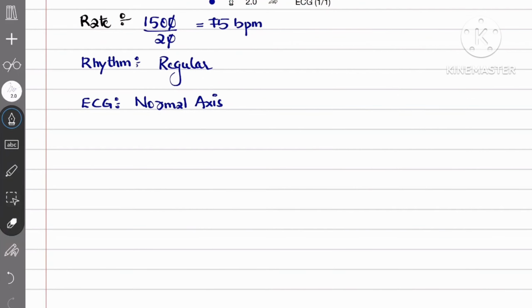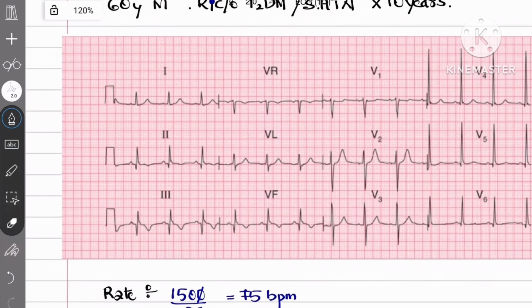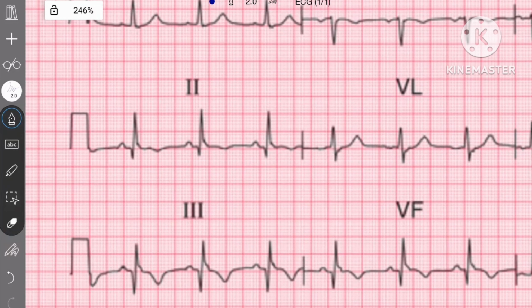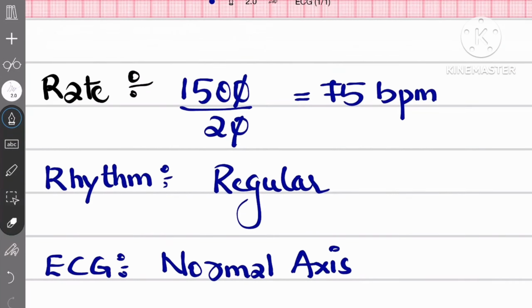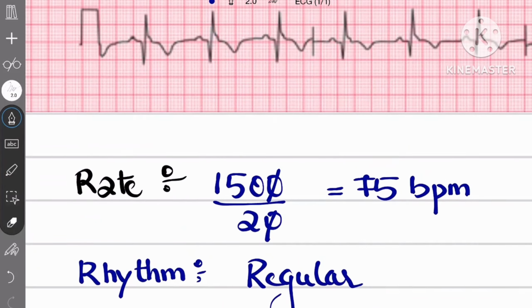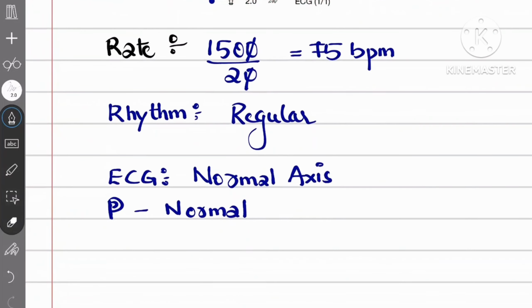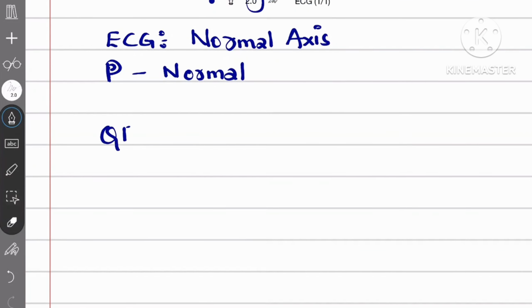Next, you can check the P waves, QRS intervals and T waves. The P wave is 2 small squares wide and 2 small squares in height, so it is a normal P wave. Then comes the QRS complex. It is also less than 2 small squares, so it is less than 119 milliseconds. So the QRS complex is also normal.